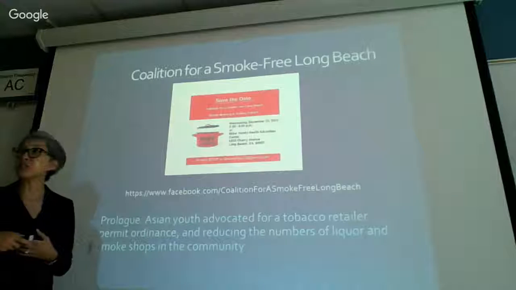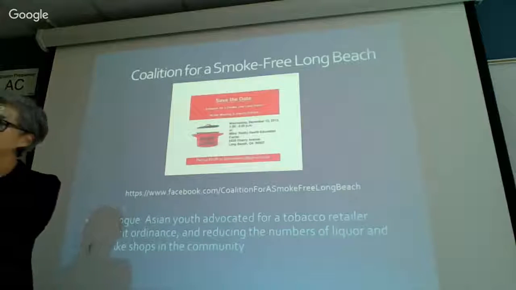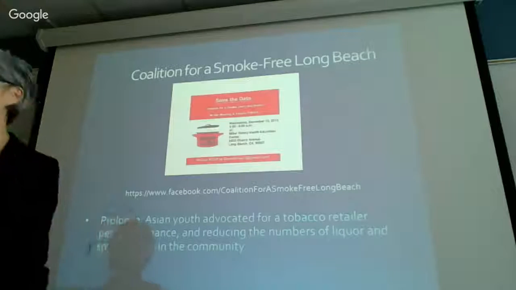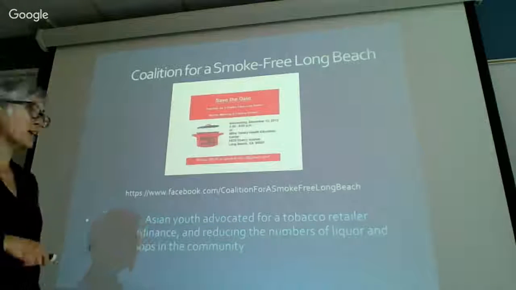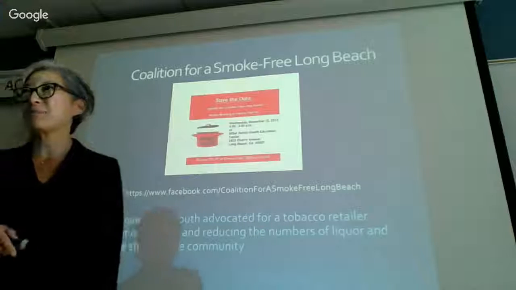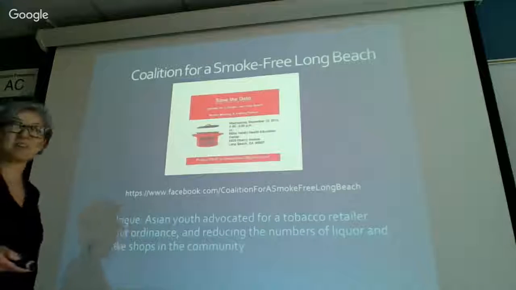And so what the youth did is they got together and they presented to the Coalition for Tobacco-Free Long Beach about what they found. And they were advocating for tobacco retailer permit ordinances to reduce the number of liquor and smoke shops in the community. After the coalition, they were actually invited to present to the city council. And then, not just because of them, but in large part because of them, this tobacco retailer ordinance was passed in the city, which was terrific, right, for the youth to be able to see the direct outcome of their community effort.